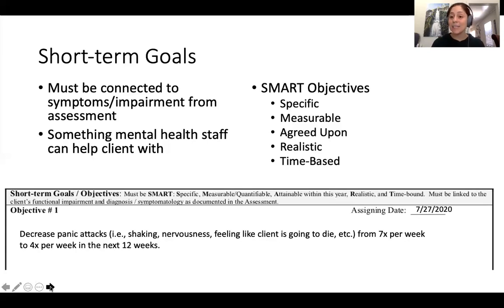Okay. Finally, time-based. There should be an end point or a reevaluation point so that you can track progress and reassess goals as necessary. At DMH contracted sites, this duration is usually 3 months. And so you can see that I have in the next 12 weeks in my goal. And this helps us to make sure that we are tracking progress regularly and making adjustments if we need to.